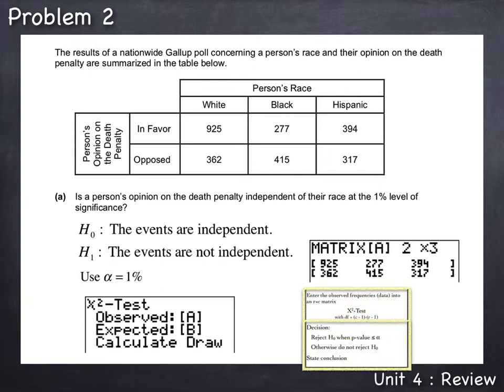Once we have the p-value, we can reach our decision and then state our conclusion. In all hypothesis test procedures, the decision is the same. We reject the null hypothesis, H0, when the p-value that the calculator gives us is less than or equal to alpha, the level of significance. Otherwise, if the p-value is bigger than alpha, we do not reject H0.